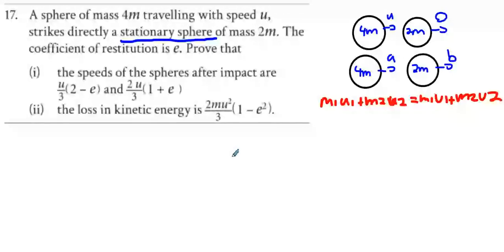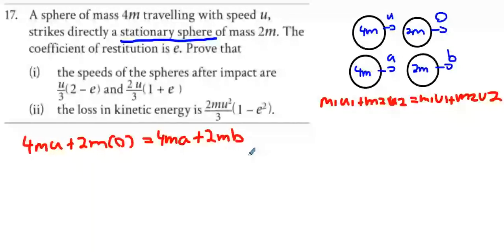All right. First things first, we're going to do 4M times what? 4M times U. 2M times 0. 4M times A, and then 2M times B. And then we're going to divide everything by M. And what I should end up with is 4U equals 4A plus 2B. There's some attempt marks right there. Haven't done anything remotely difficult yet.